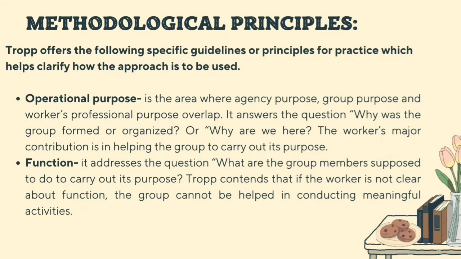Operational purpose is the area where agency purpose, group purpose, and work professional purpose overlap. It answers the questions, why is the group formed or organized? Or why are we here? The worker's major contribution is in helping the group to carry out its purpose. Function addresses the question, what are the group members supposed to do to carry out its purpose? Tropp contends that if the worker is not clear about function, the group cannot be helped in conducting meaningful activities.